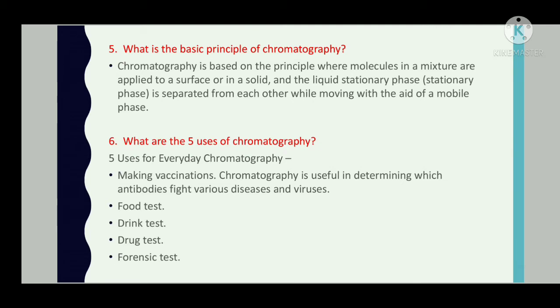What are the 5 uses of chromatography? 5 uses for everyday chromatography. Making vaccinations. Chromatography is useful in determining which antibodies fight varieties of disease and viruses. Then food taste, drink taste, drug taste and forensic taste.